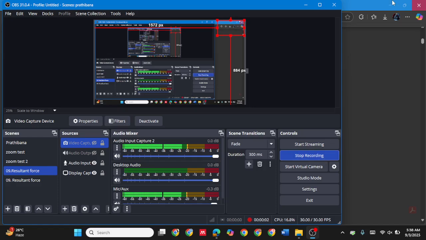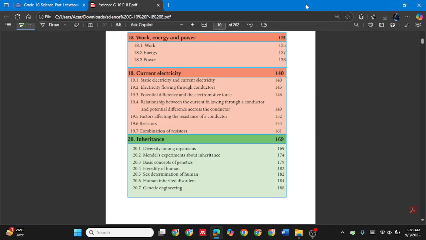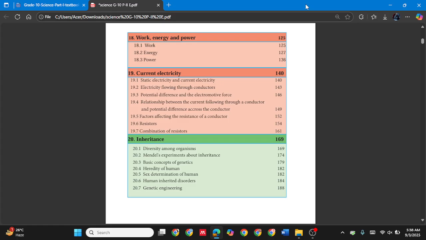Okay, I'm going to discuss the 19th lesson. So today I'm going to start the 19th lesson. It is current electricity, grade 10, 19th lesson. Current electricity.